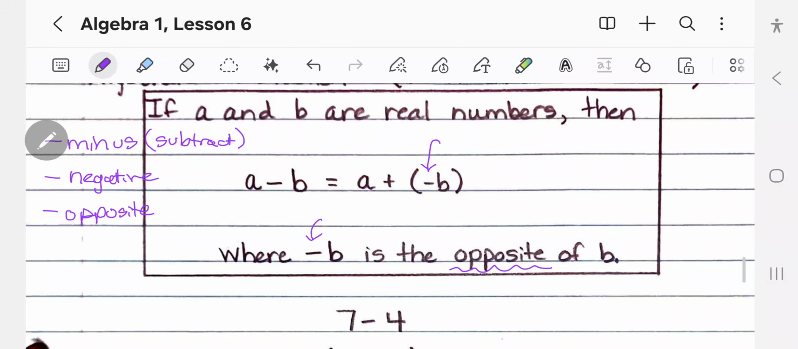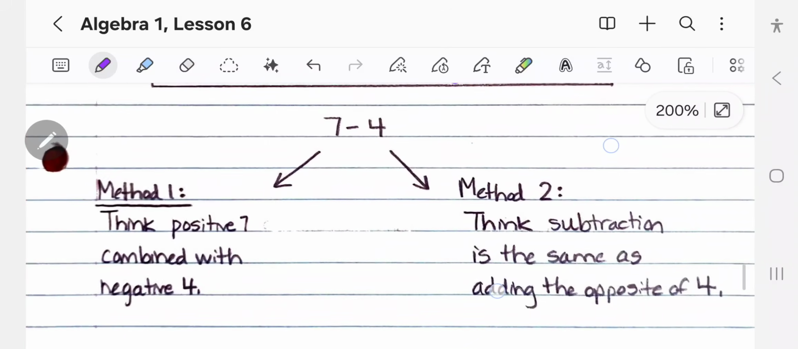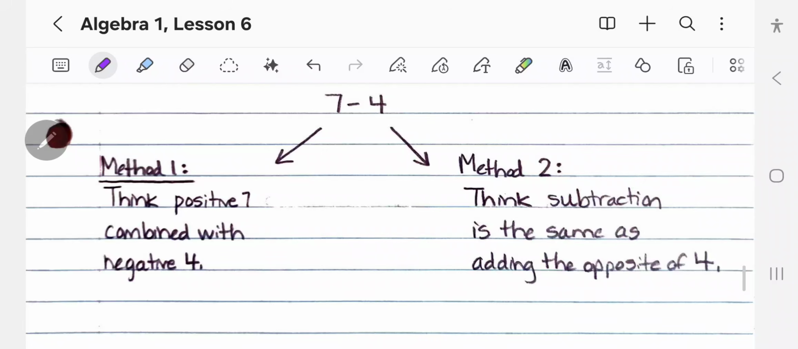So what does this look like? Well, if you use this method, this definition to do 7 minus 4, you would say, okay, here's our different ways of thinking about it. And we've already learned method 1, where we had 7 minus 4, and you would just think, well, that's positive 7 combined with a negative 4, and you would write that as positive 7 plus negative 4, and you would say those signs are different, so you'd subtract them and get 3, keep the sign of the one with the largest absolute value, and there we go.